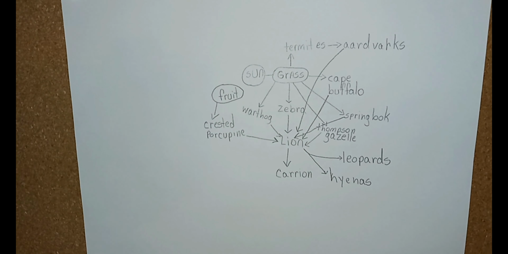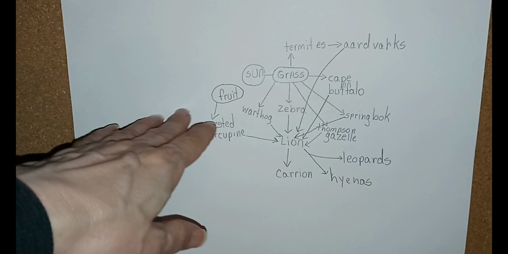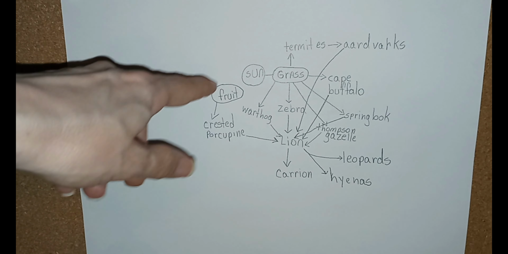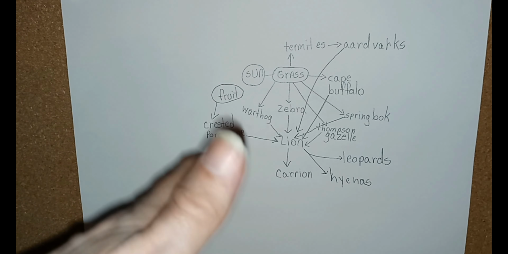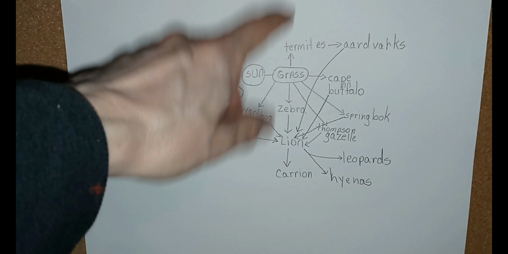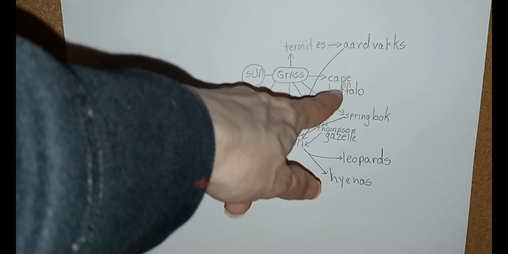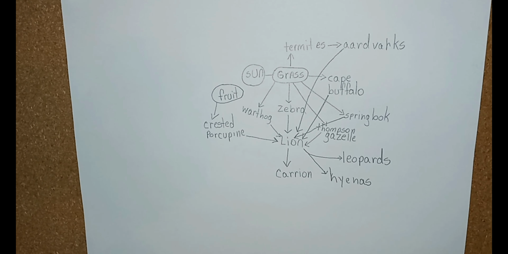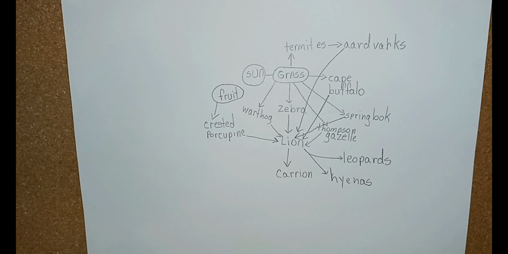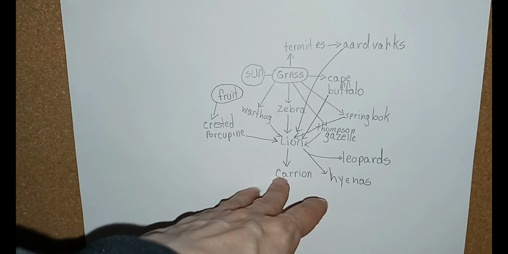Okay, so as I said, this is a much more organized, cleaner food web. So we have some fruit out here, and there's probably a tree, but not important. For my main focus, we're talking about grass. And a lot of animals will feed on this within the savanna. Warthogs will feed on it. Thompson's gazelle will feed on it. Springbuck will feed on it. Cape buffalo will feed on it. Termites will feed on it. And those are the animals that we're sort of focusing on. And of course, we have carrion down here too.